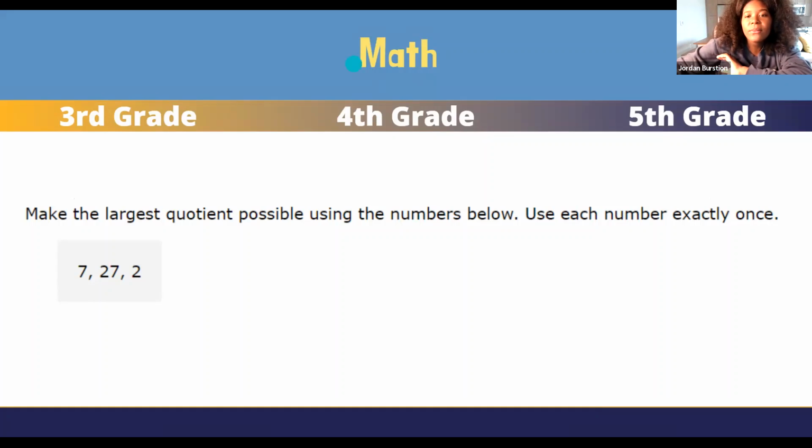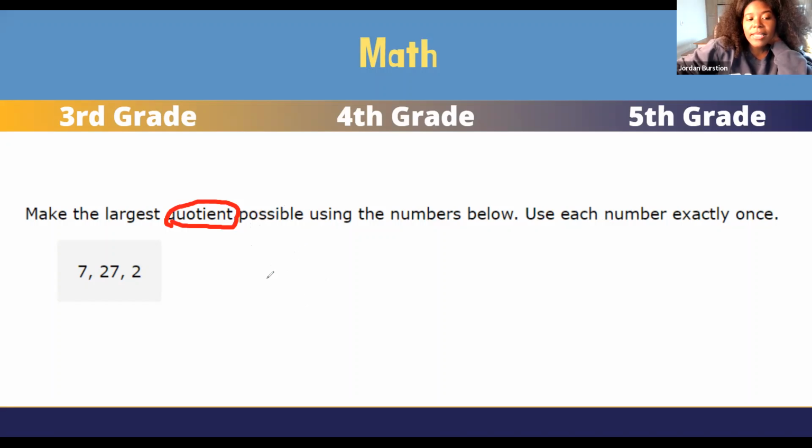So I'll just go ahead and walk through this problem real quick because we don't have any 5th graders with us right now. This problem is asking us to make the largest quotient possible using the numbers below. Use each number exactly once. A quotient is the answer that we get when we do division, and you'll start working with division in 3rd or 4th grade. They want us to have the biggest answer possible when we do our division.